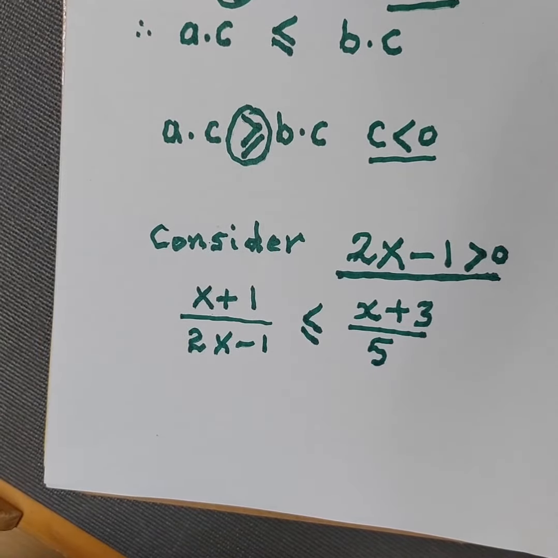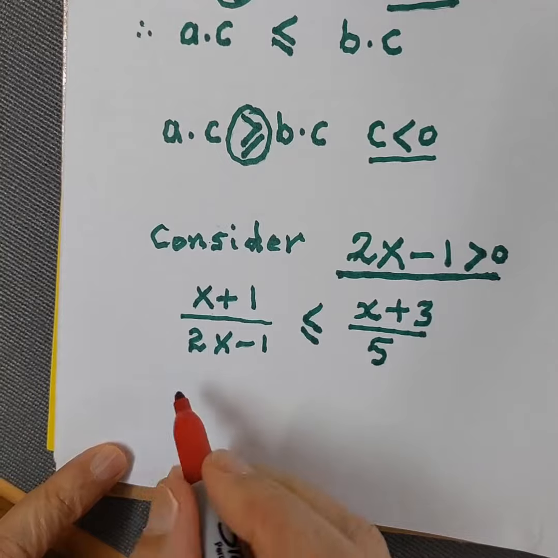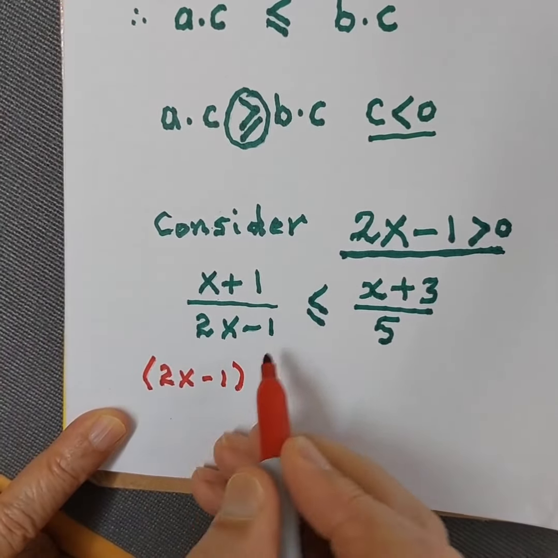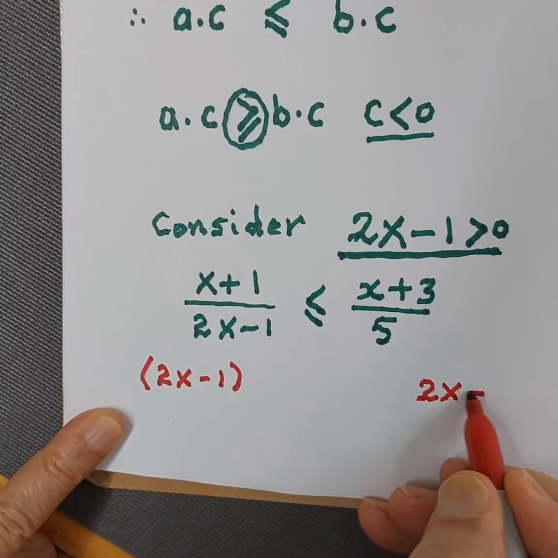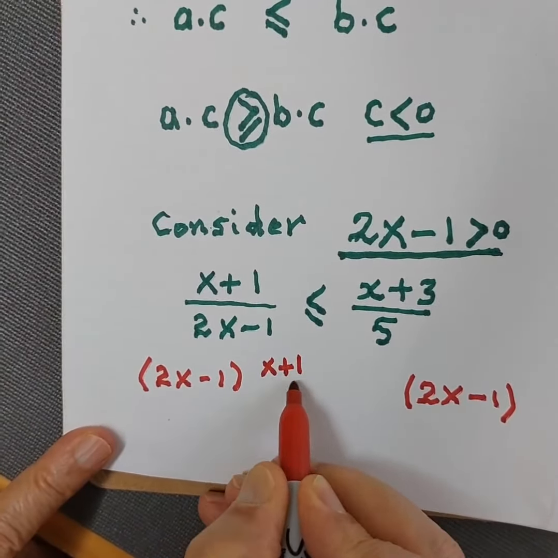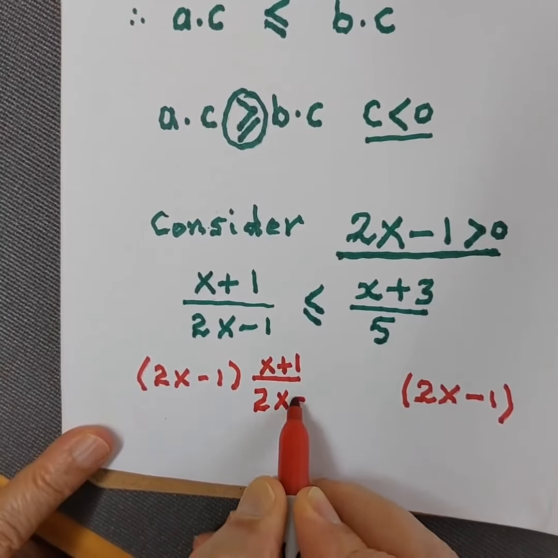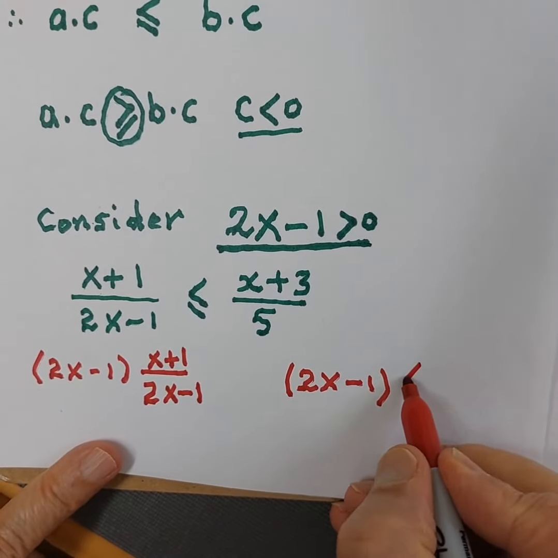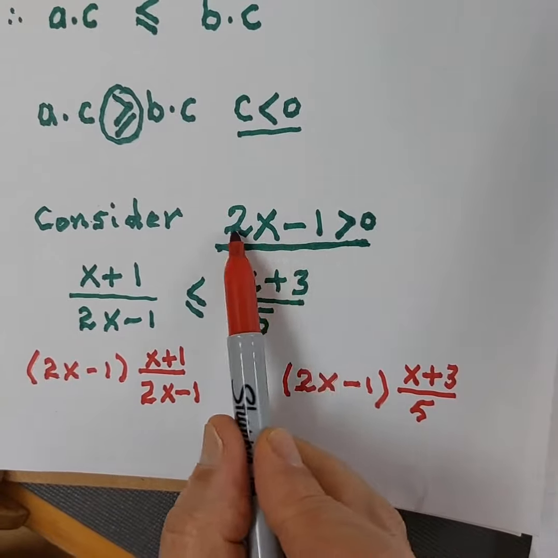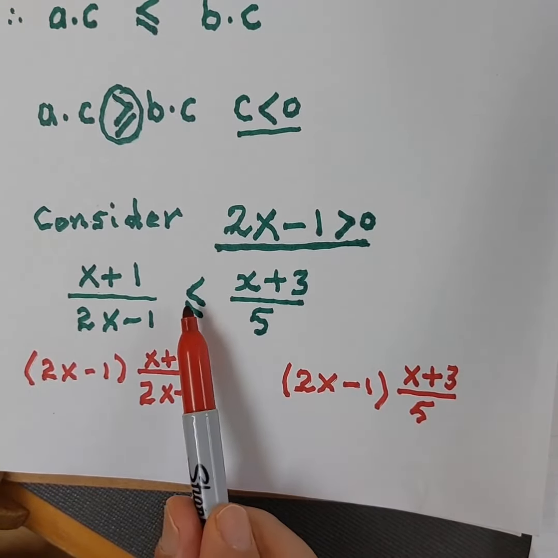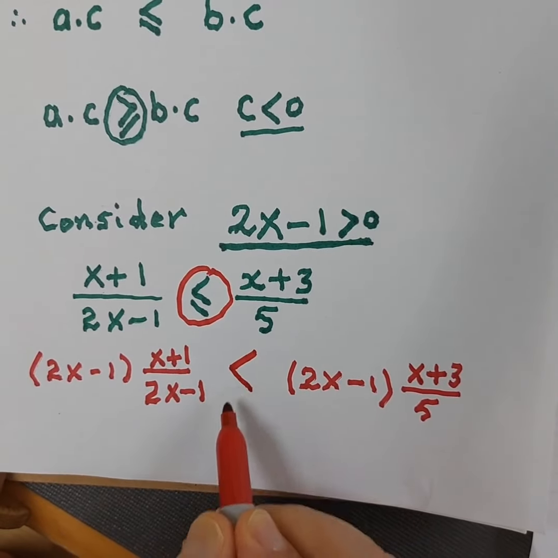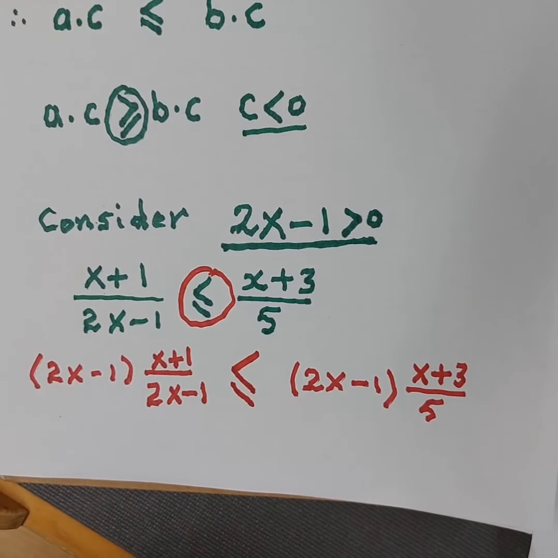By making this multiplication, let me write 2x minus 1 multiplied by this side, and also on the other side 2x minus 1. Here x plus 1 divided by 2x minus 1, and here x plus 3 divided by 5. As we put the condition here, this quantity is positive. That means multiplying by positive will not change the sign of inequality. That means this sign will be written the same, like this. Okay, this is the first case we have to study and discuss.